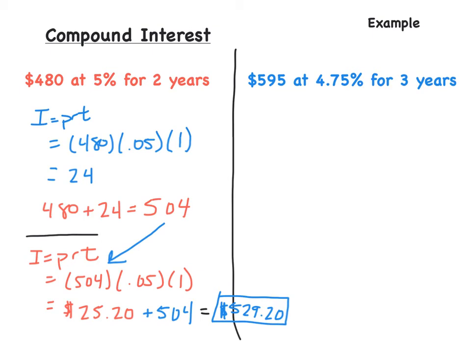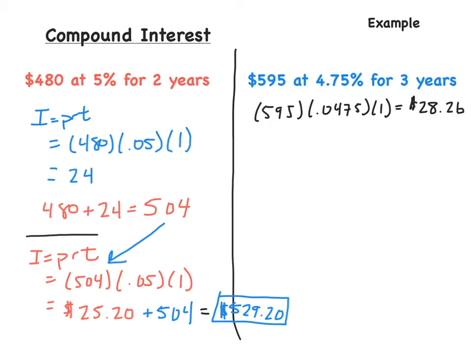Alright, so we have $595 at 4.75% interest rate for 3 years. We want to find out what the compound interest is going to be. So I'm going to do the 595 times 0.0475 times 1, and that equals $28 and roughly 26 cents.